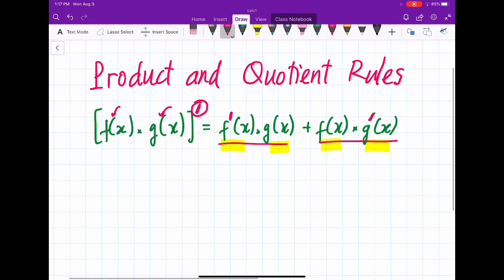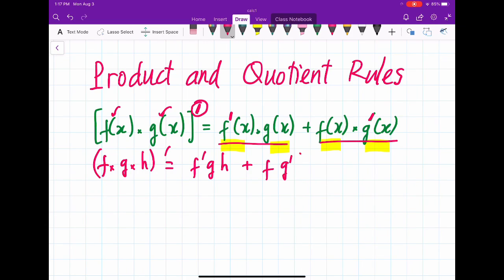So by that logic, if you have three functions, you do almost the same thing. Let's write it down, okay? I write in short, the derivative of f times g times h. So I have f derivative gh plus fg derivative h plus fgh derivative. You see, that's how the product rule works.